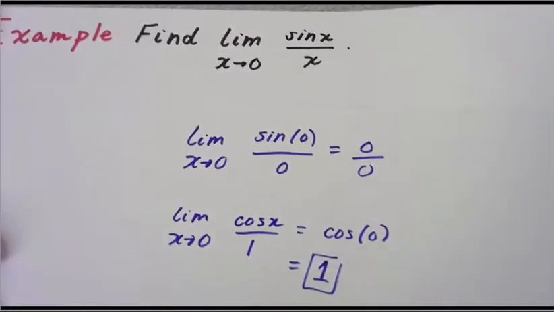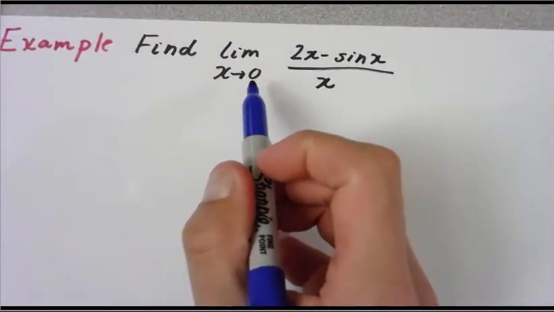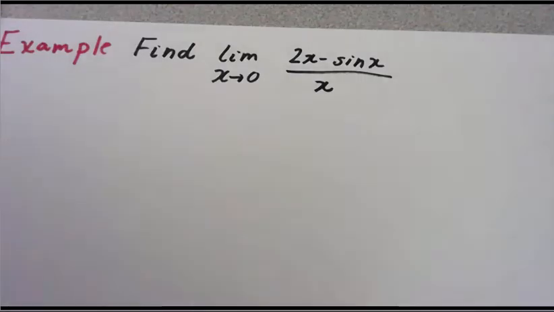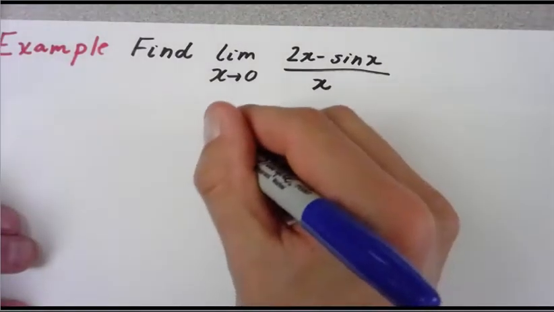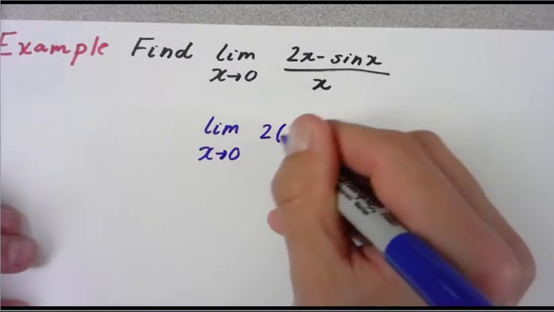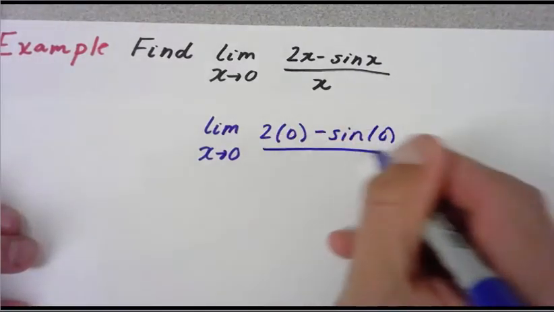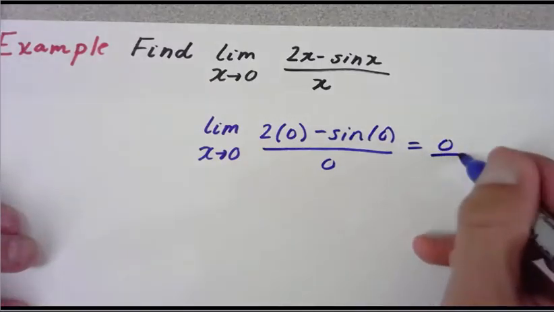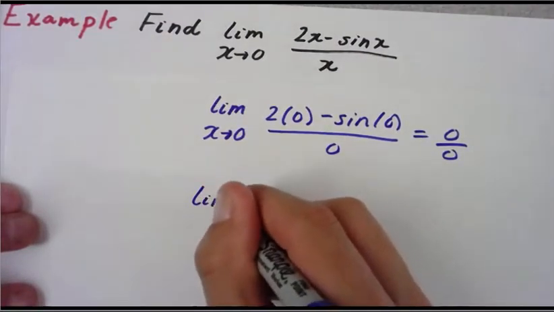Okay, let's look at a couple more examples. Let's find the limit as x approaches 0 of 2x minus sine of x over x. So what I can do here is, again, plug in 0, and I'll go ahead and write this and try to find the limit, and I get something that's indeterminate. Okay, 2 times 0 is 0, sine of 0 is 0, this is 0 over 0. Now I can try using L'Hopital's rule, okay, because it's indeterminate.